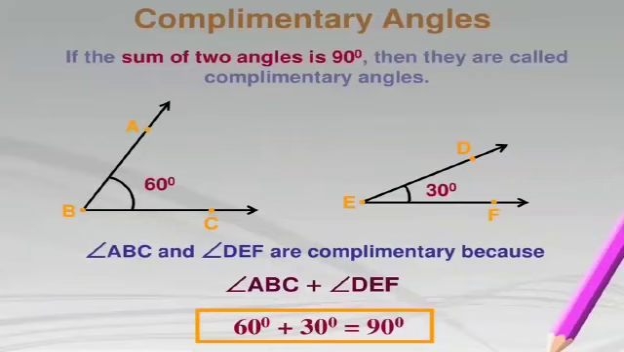Complementary angles. The two angles whose sum is 90 degrees are called complementary angles. Let's see here in the figure, angle ABC is 60 degrees and angle DEF is 30 degrees. So angle ABC and angle DEF together form complementary angles because ABC plus DEF is 90 degrees. So those angles whose sum is 90 degrees are called complementary angles.